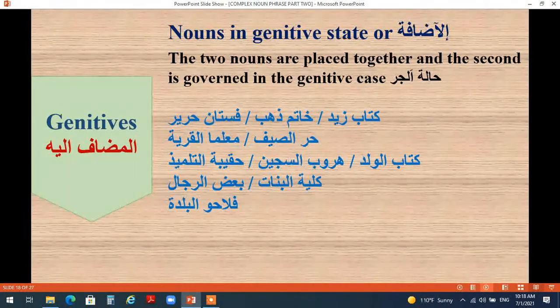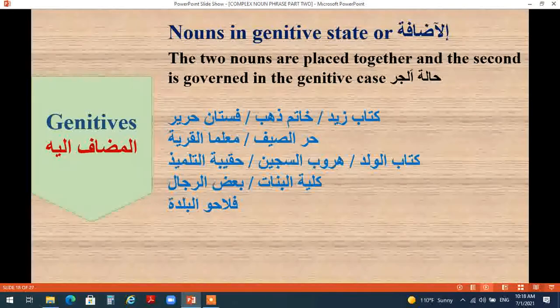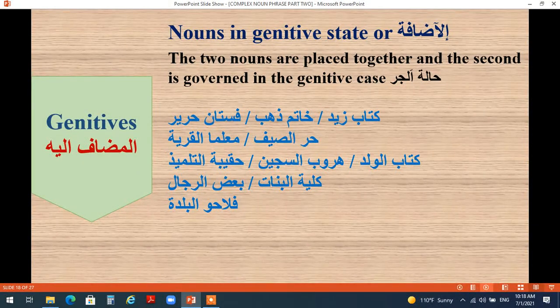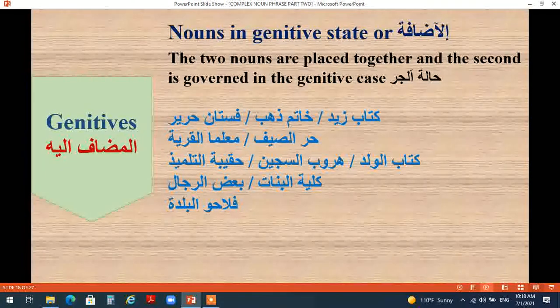So when we say genitives we mean nouns in the genitive state أو الأسماء في حالة الإضافة. The two nouns are placed together and the second is governed in the genitive case.